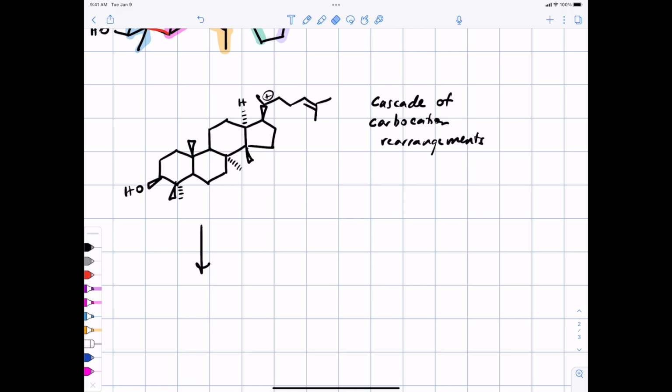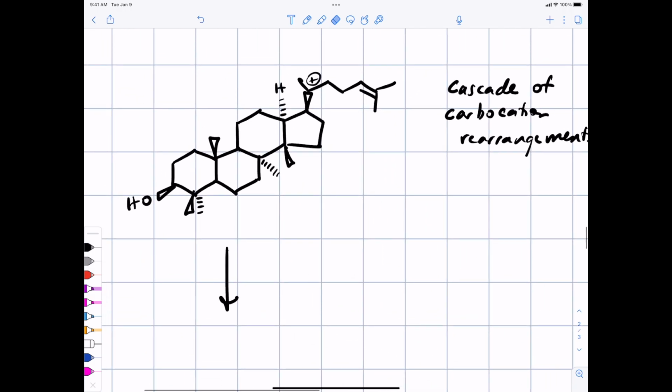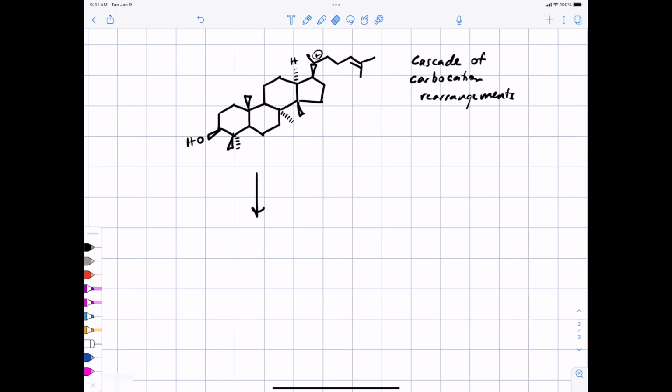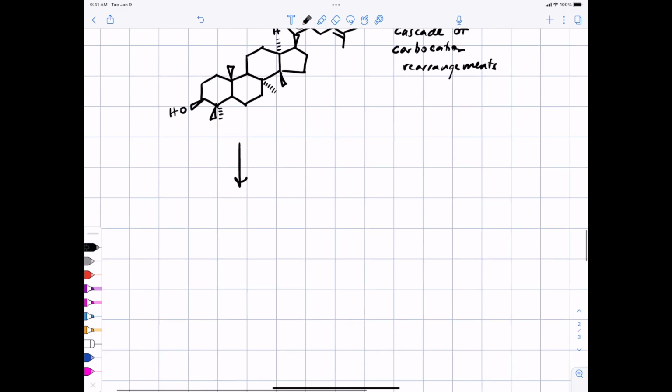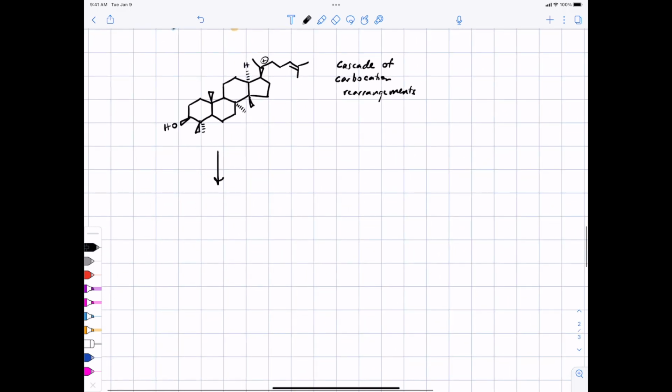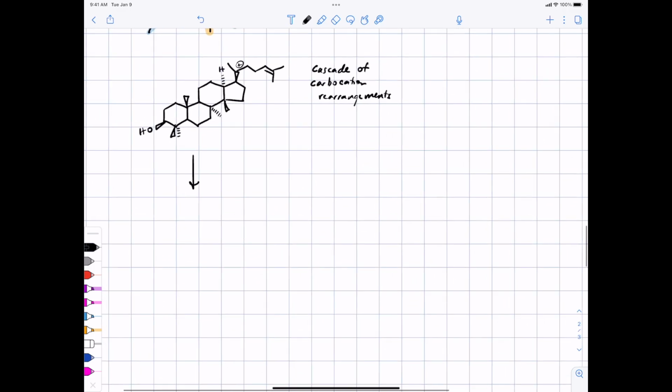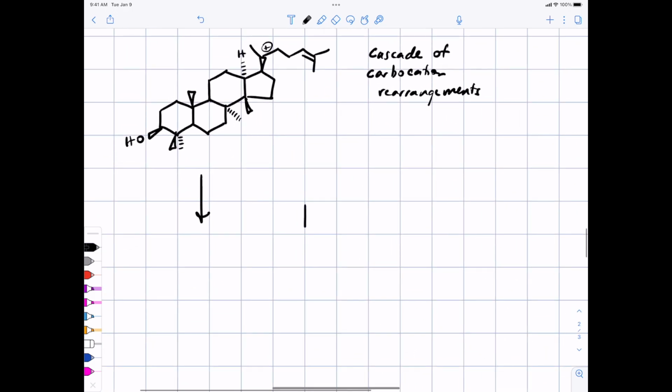At this point, you're going to be asking, why does it happen this way? What makes it happen this way? And I don't have a good answer for you. So I'm going to draw the final product, and then we'll talk about how to get there via carbocation rearrangement.